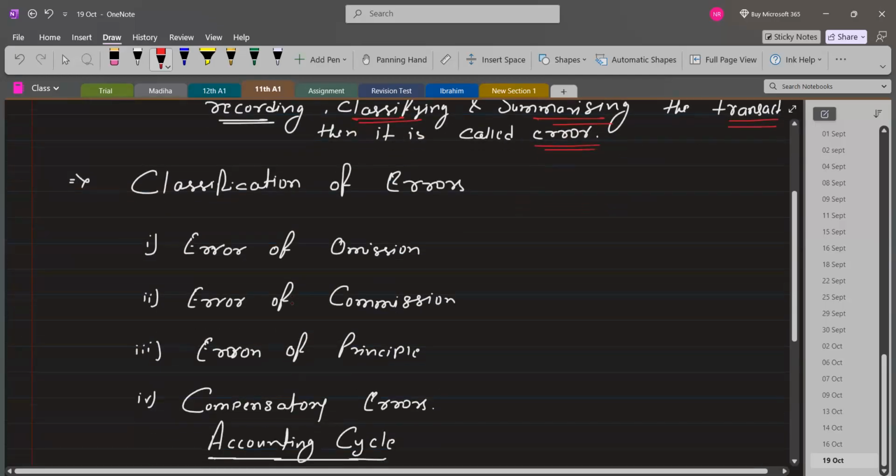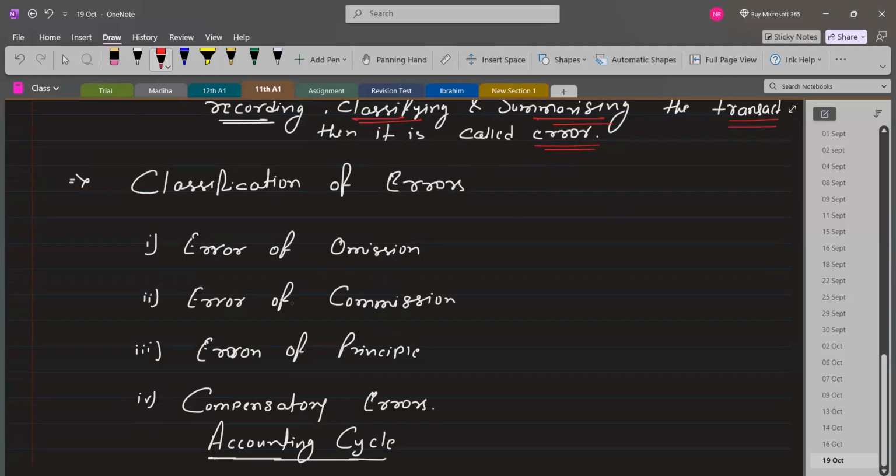So classification of error, actually we have talked about this. I will tell you a little bit to remind you. Error of omission means when you leave anything in the transaction, when you leave a full transaction or one part of the transaction. So you didn't write something related to a transaction. It is divided into two parts: partial omission and full omission. When you write only some part of the transaction, it is called partial omission. When you leave the full transaction, it is called full omission.